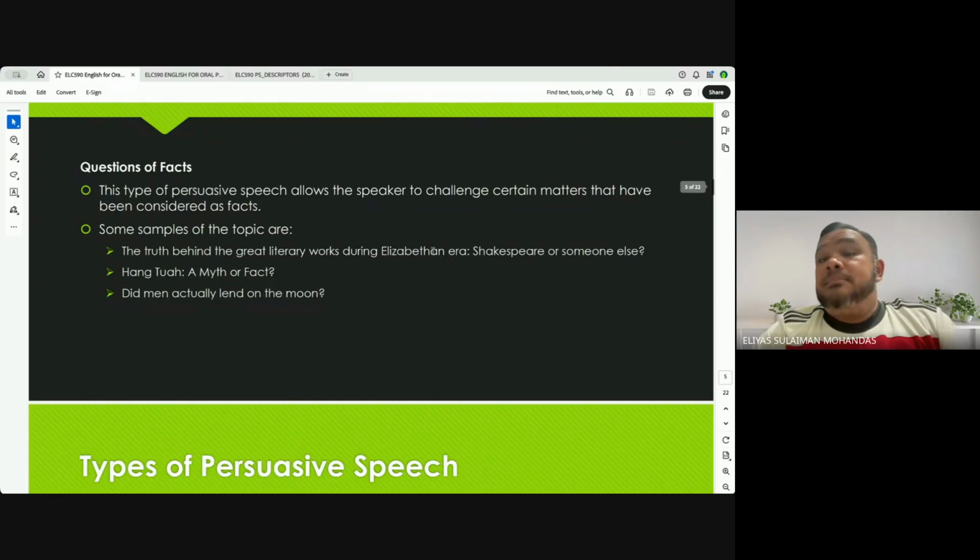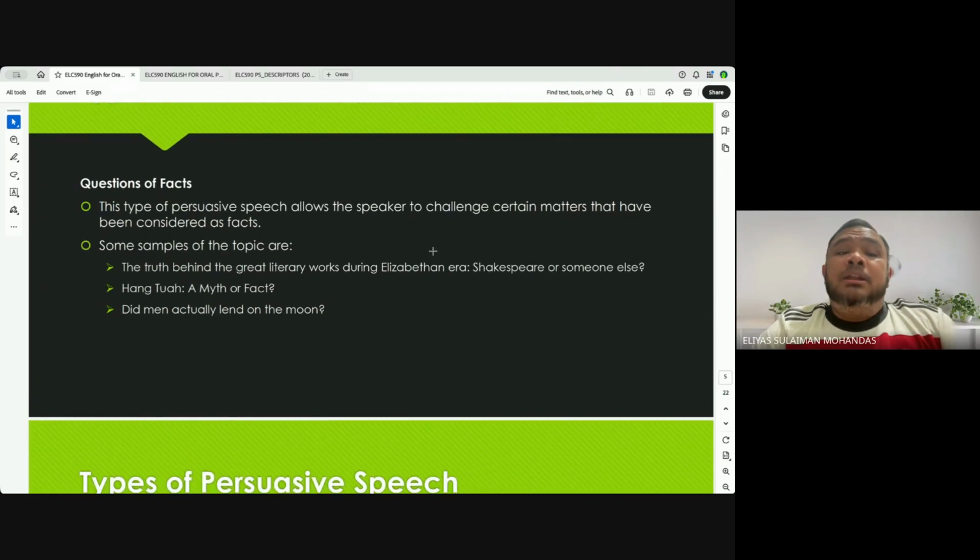Now let's look at some of the examples given here. If you're questioning some facts, this type of persuasive speech allows the speaker to challenge certain matters that have been considered as facts. Tu je. Benda tu memang dah dikatakan fakta. Tapi you want to challenge that. You still believe that that is not a fact. That is just an opinion. So you want to provide more evidence to say the otherwise.